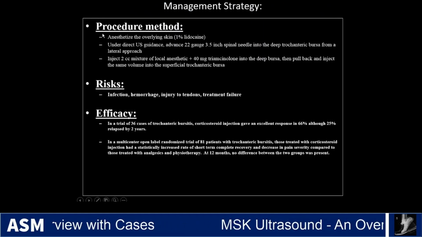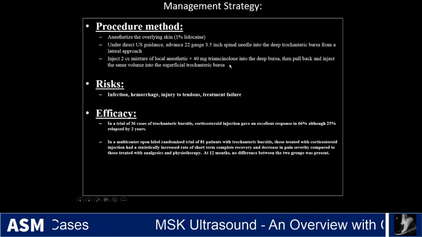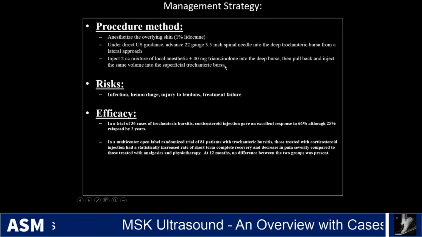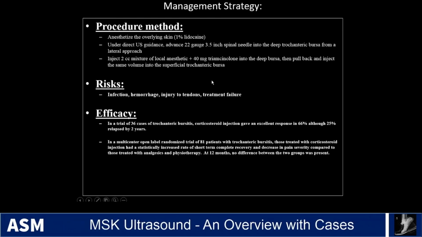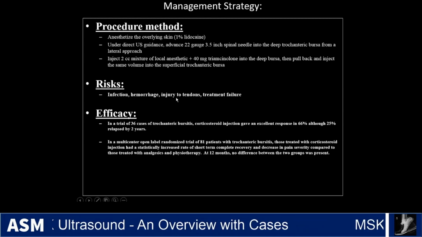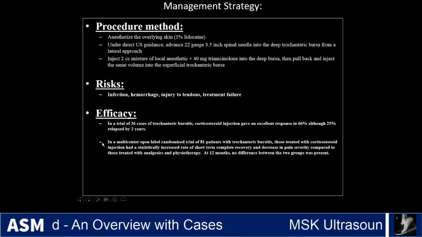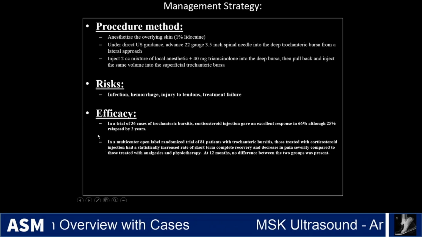So again, sterile technique, use typically a spinal needle. You're going to go into the trochanteric bursa and inject a combination of local anesthetic and steroids. The risks associated with this procedure, which include eventual injury to the tendons or rupture, and then some of the data behind the efficacy of these injections.